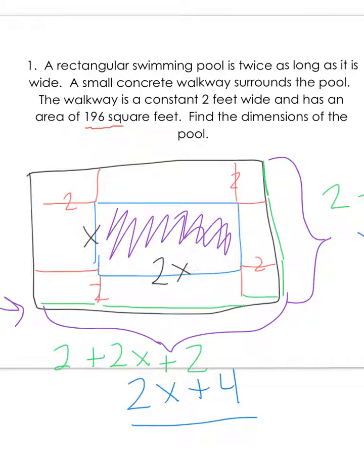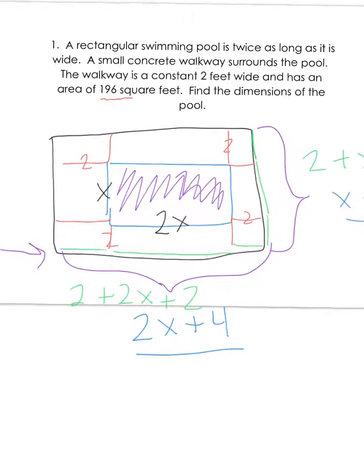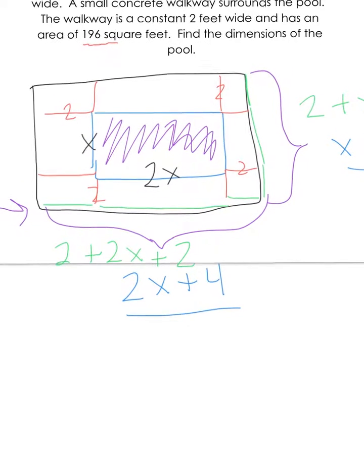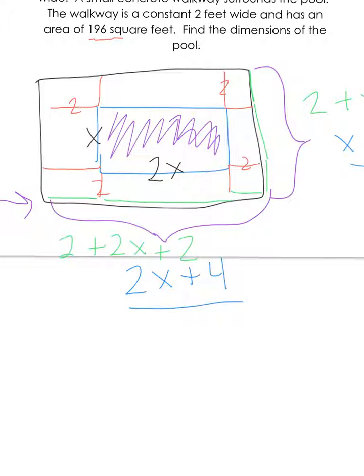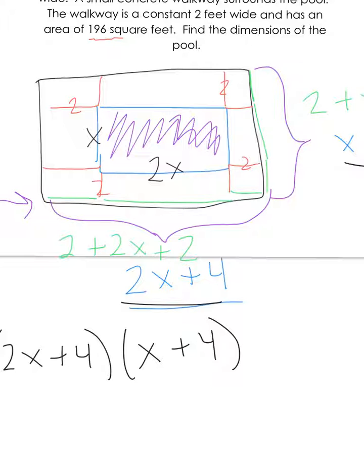Now, I know the dimensions of the walkway and the pool together, so I'm going to find the area of the walkway and the pool. I'm going to multiply length by width and take 2x plus 4 times x plus 4. And then at the same time, I'm going to subtract the area of the pool, which is 2x times x.